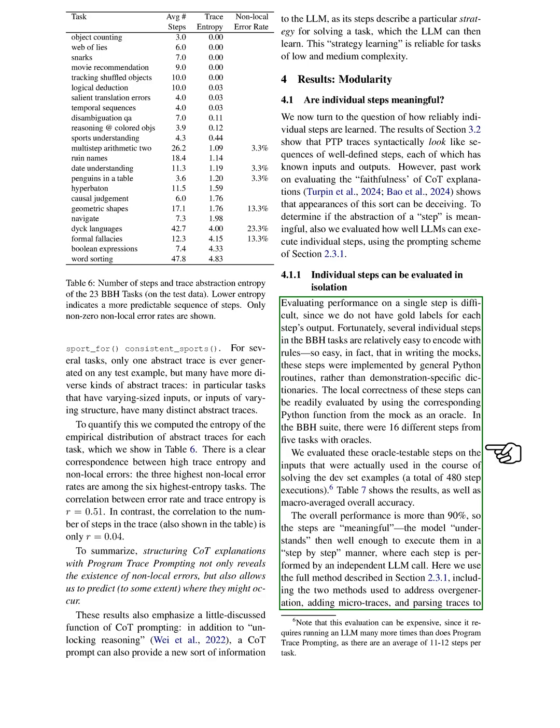However, some steps in the BBH tasks can be easily encoded with rules, allowing us to use general Python routines instead of specific dictionaries. We evaluated the correctness of these steps using corresponding Python functions as a reference. In the BBH suite, we identified 16 different steps across 5 tasks that could be tested this way, executing a total of 480 steps based on the inputs used in the development set examples. The results showed an overall accuracy of over 90%, indicating that the steps are meaningful and that the model can effectively execute them in a step-by-step manner, with each step being an independent call to the model.